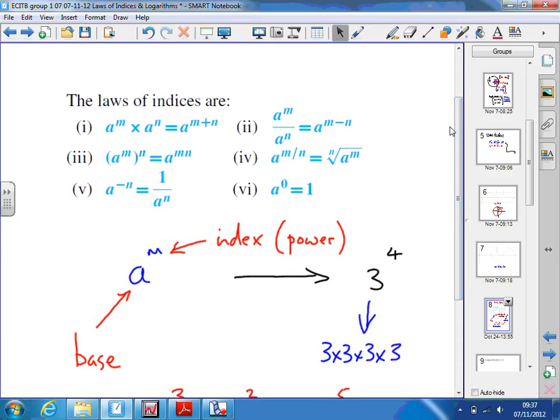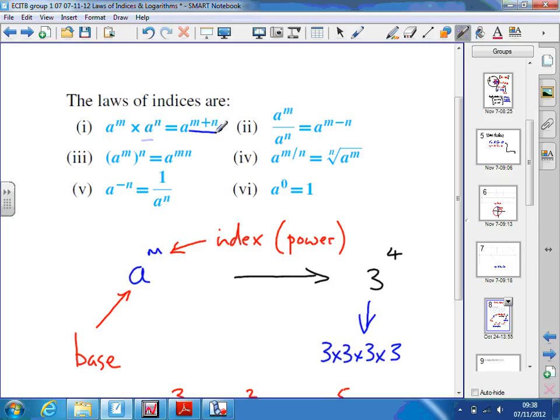Which is what the first law of indices is saying. A to the m times a to the n equals a to the m plus n. That's all it's saying. It only works if a is the same, and that's implied here. We don't know what the number a is, but it's the same in both. That's the important thing. And so we then add the powers.